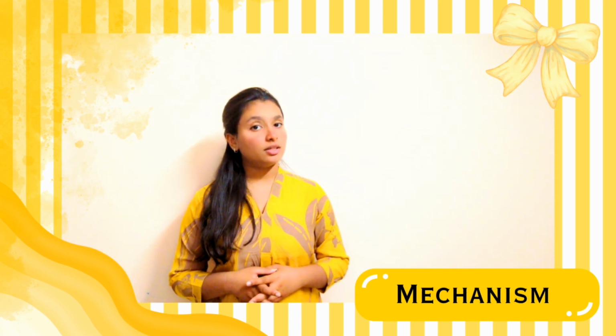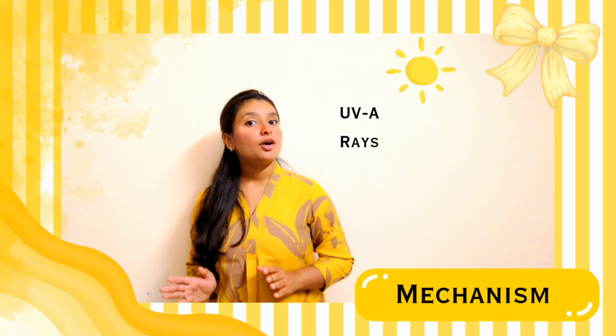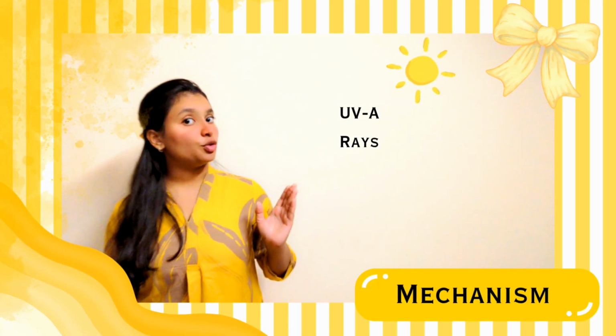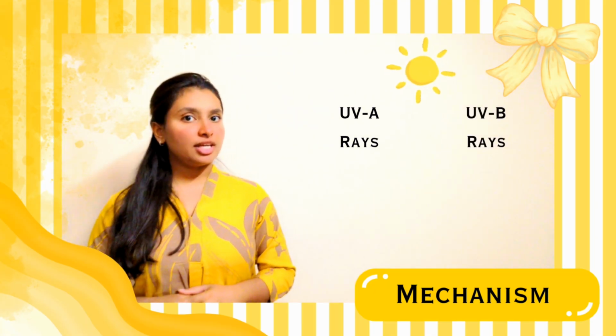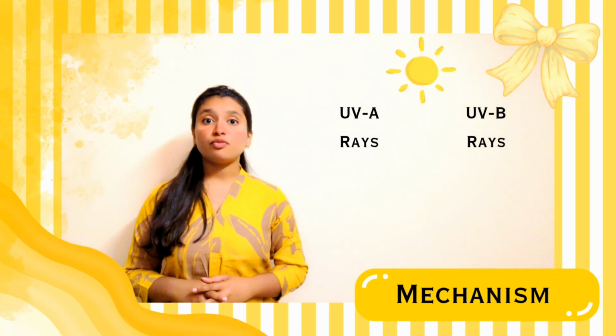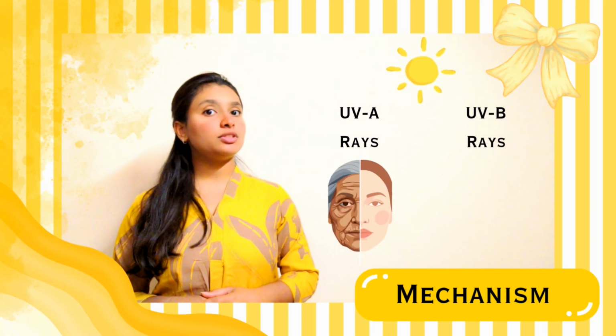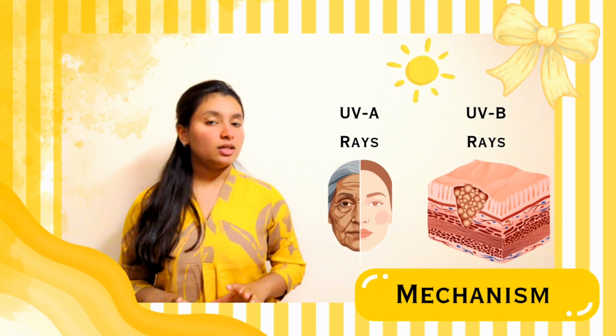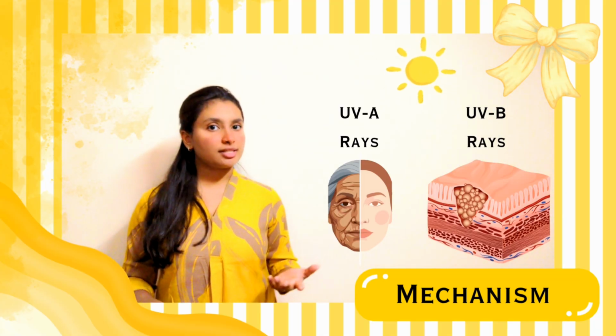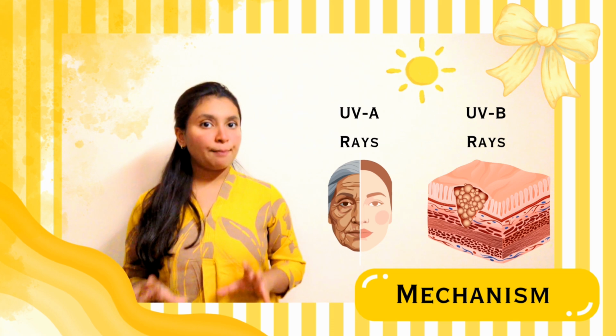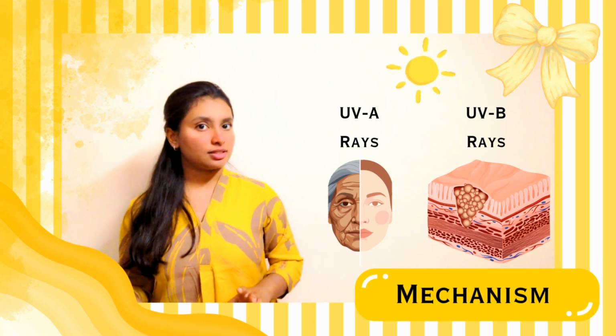Before discussing the disadvantages of sunscreen, let me tell you briefly the mechanism of sunscreen. There are two types of UV rays, UVA rays and UVB rays. Especially the UVA rays cause photoaging and contribute to skin cancer. Also UVB rays contribute to skin burn and also skin cancer.